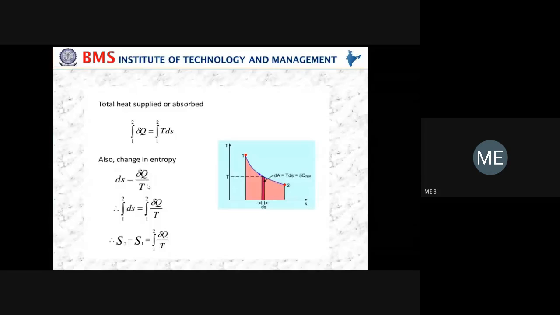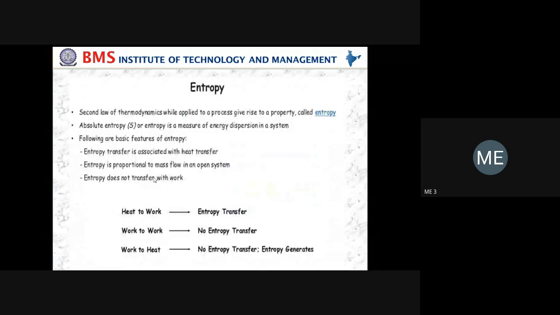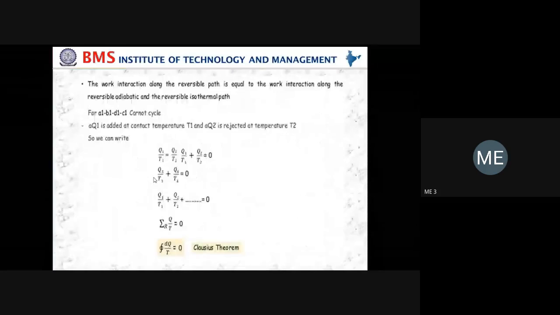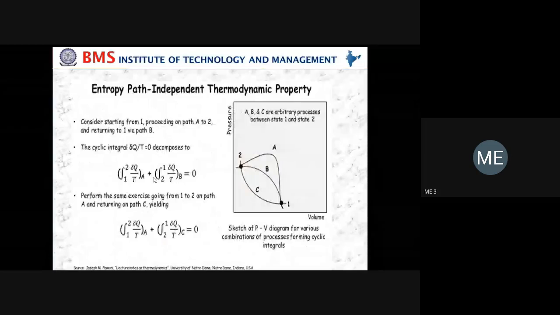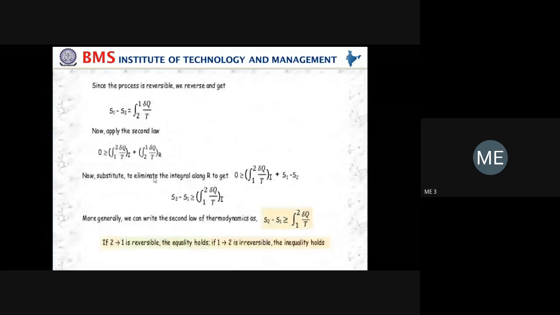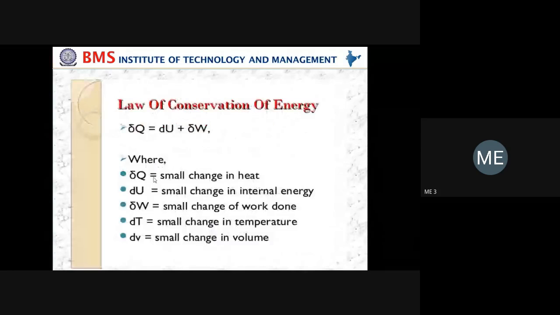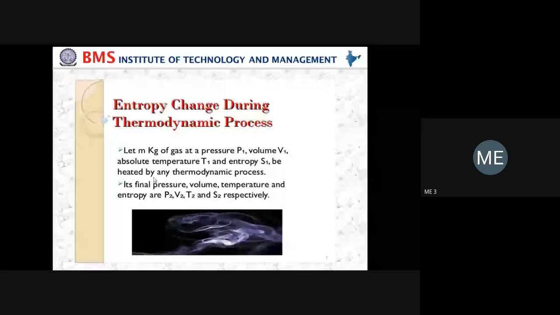It mainly depends upon two parameters: one is q and the other one is temperature. Now I'm going to derive the expression for the change in entropy for various processes. Just as we derived the expression for work done during various processes, in this chapter we are going to find the expression for entropy change during various thermodynamic processes.